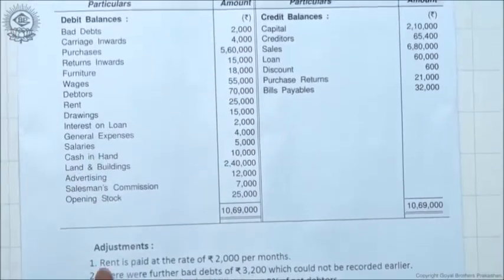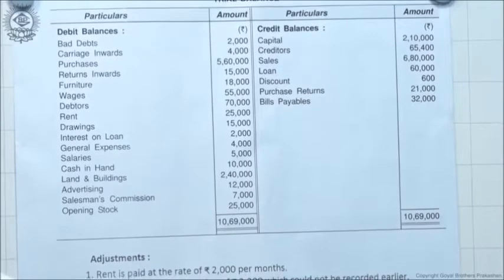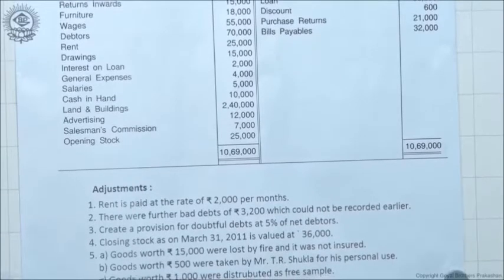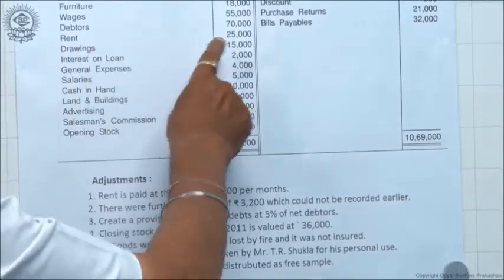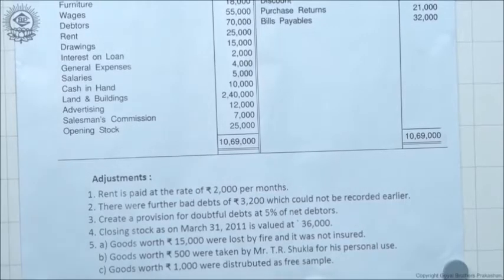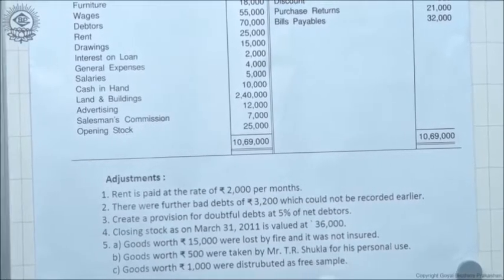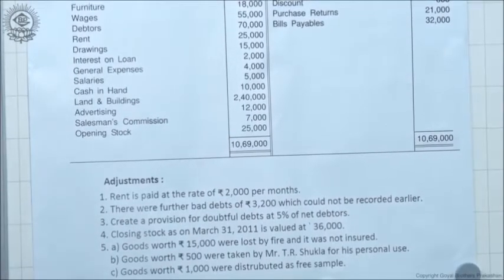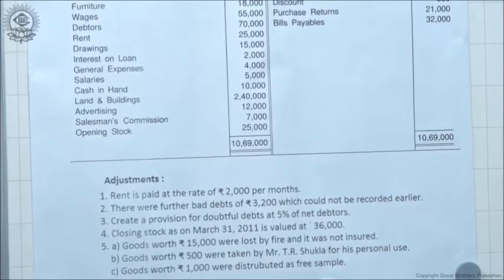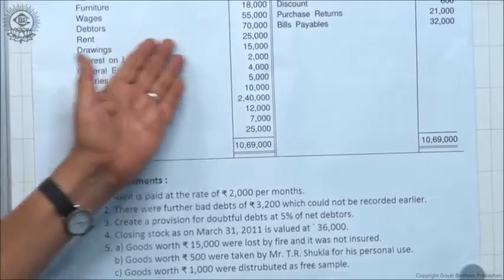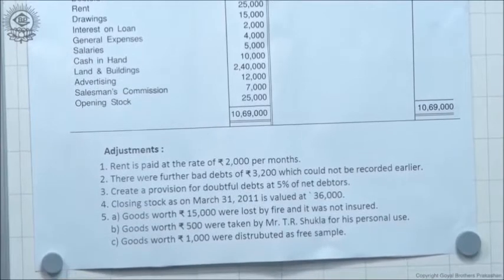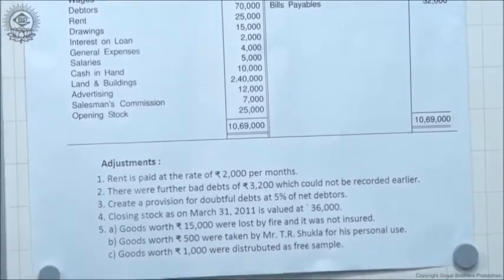25,000. That means this should be how much? Rent should be at the rate of 2,000, 24,000. But it has been paid how much? 25,000. What does it mean? This is rent prepaid, because rent is 24,000 at the rate of 2,000 rupees per month. Then if it is 2,000, how come this rent is 25? It implies that 1,000 rent is prepaid. It belongs to next year, not to this year.